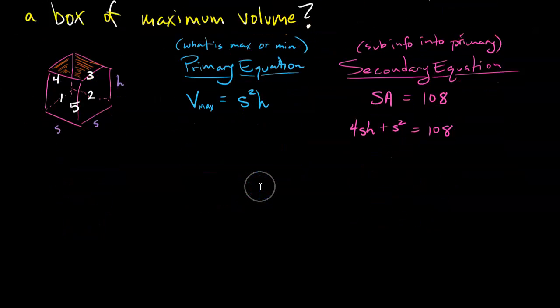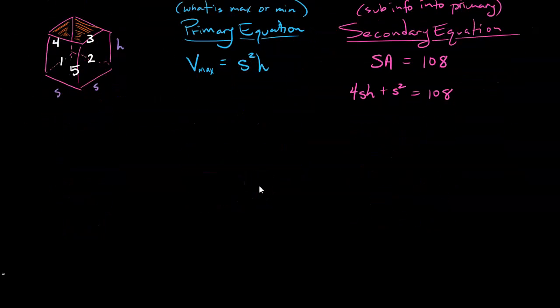So on this particular problem, though, it's much easier to solve for H than it is for S. So I'm going to solve for H. I would do that by subtracting S squared and then dividing by 4S. Now, it's kind of up to you if you want to simplify it or not. It's kind of personal preference, to be honest. I would prefer to simplify this, but you don't have to. And honestly, it doesn't matter when you simplify it.